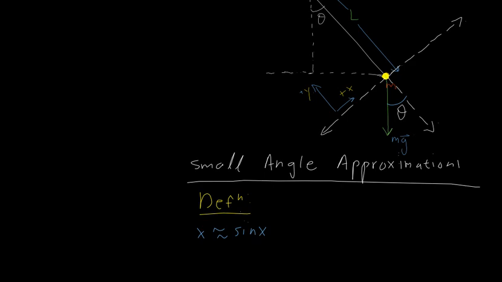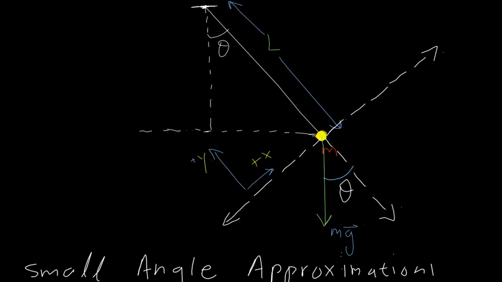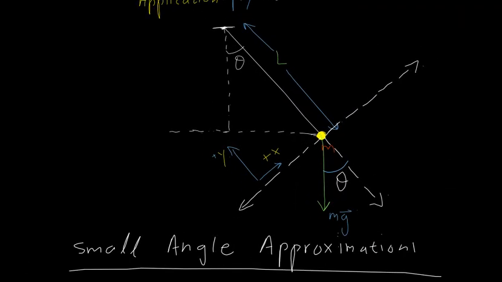So let's say I have a yellow ball down here. I labeled it M. And I have a ceiling up here. This part here is my ceiling, and that ceiling is tied to some rope, and that rope has some length L.